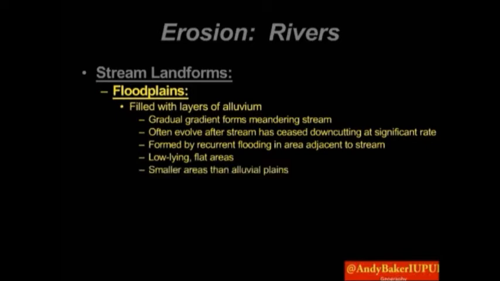So once again, low-lying flat areas, but much smaller than alluvial plains. Of course, alluvial plains we can see from space. We can see the Mississippi alluvial plain. If you Wikipedia it and you Google it, you'll see it's a massive area. So it's kind of like a floodplain to the 12th degree, where floodplains, like I said, every single river has one.